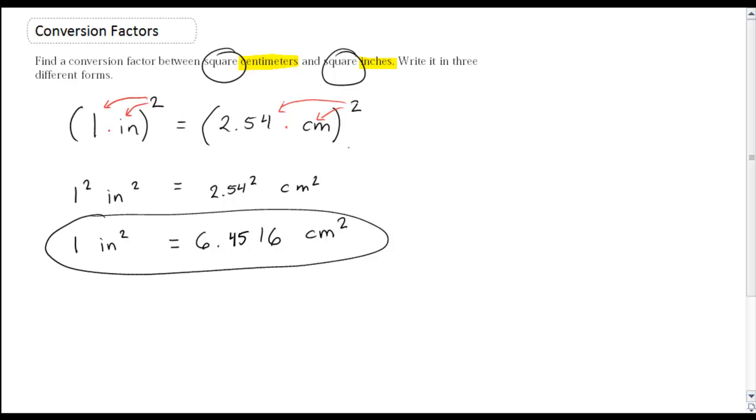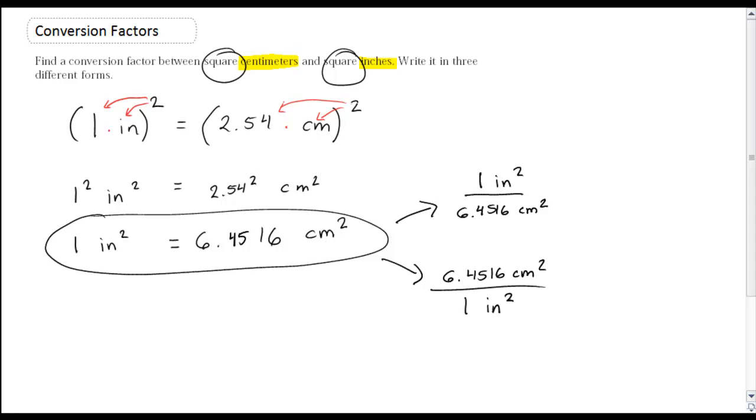So write it in 3 different forms. So this means one of 2 things. Since both of these are equal, that means I have the fraction 1 square inch over 6.4516 centimeters squared, or 6.4516 centimeters squared over 1 inch squared.